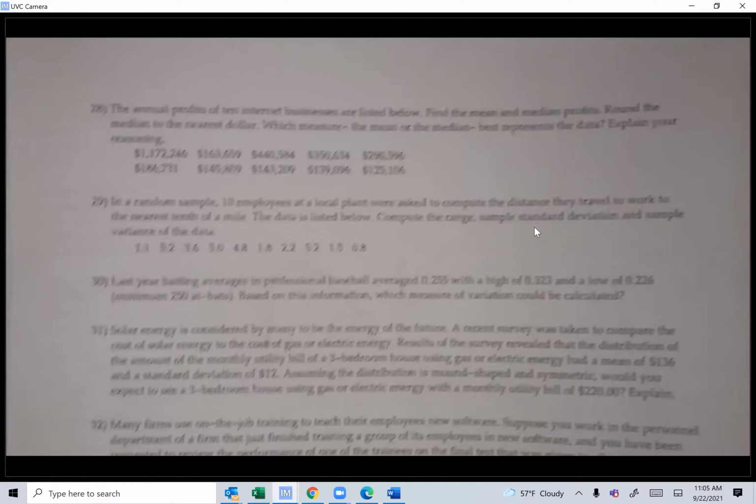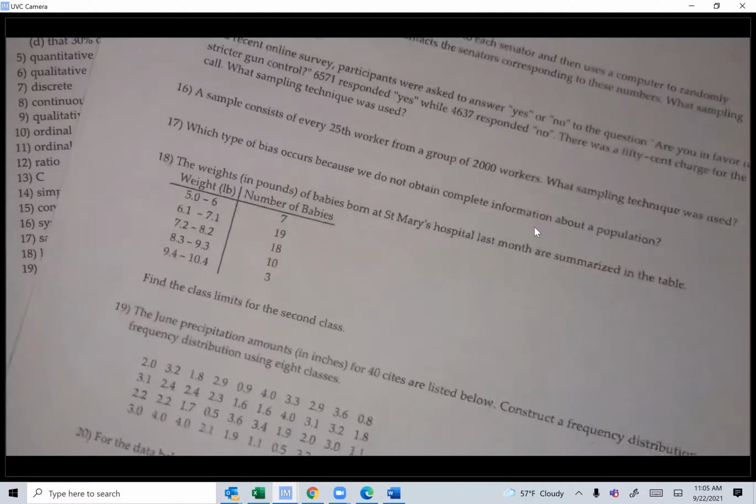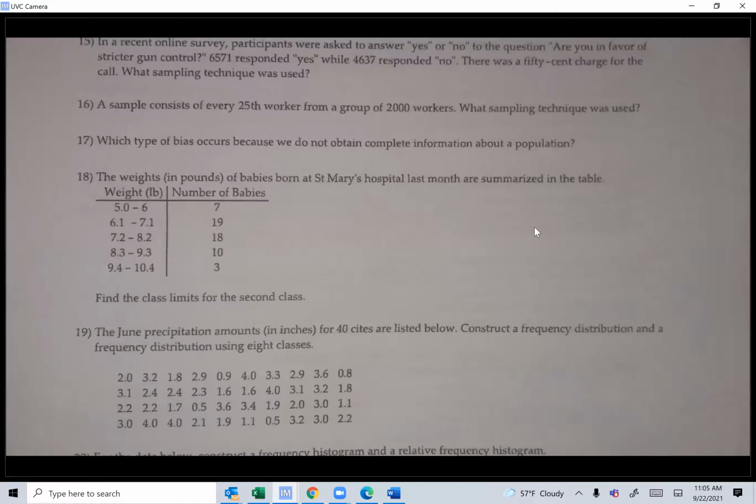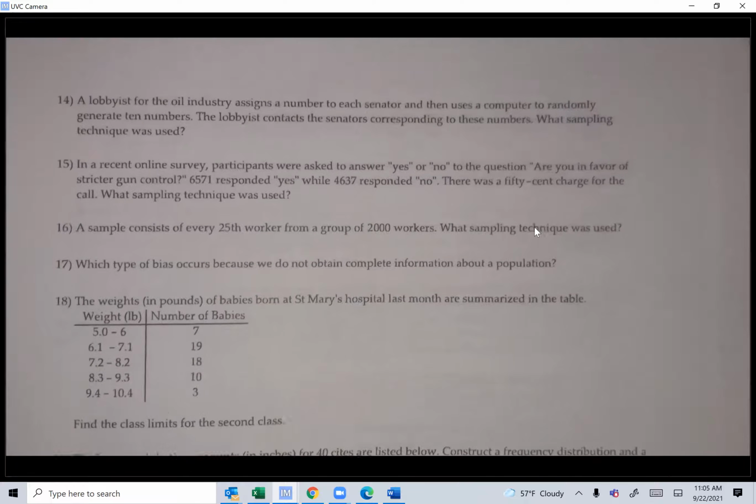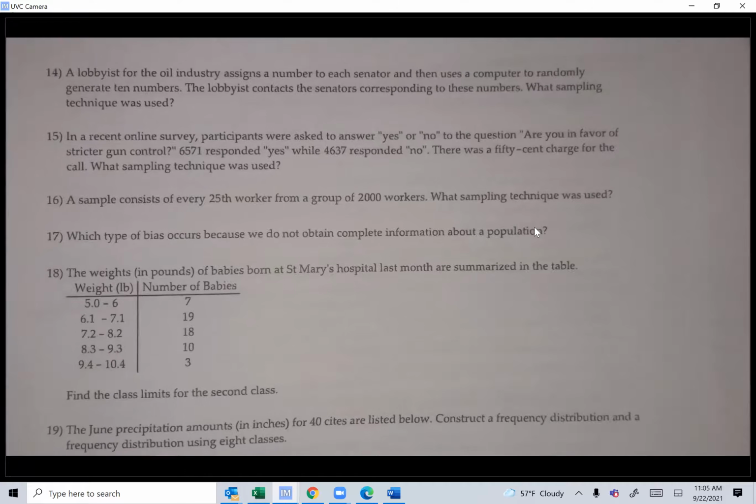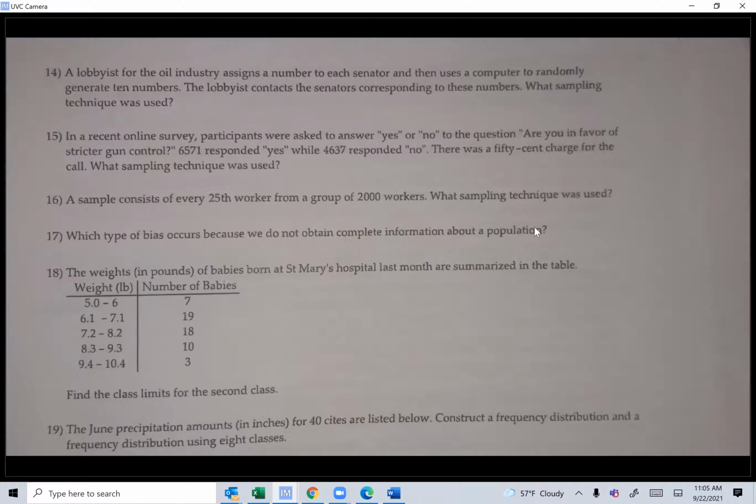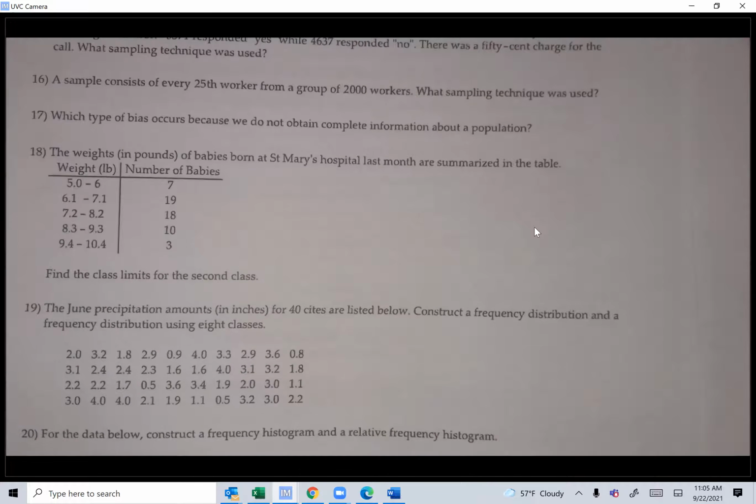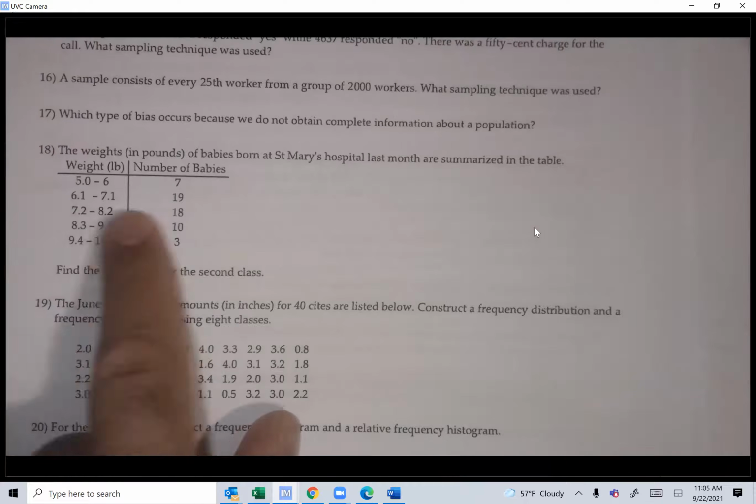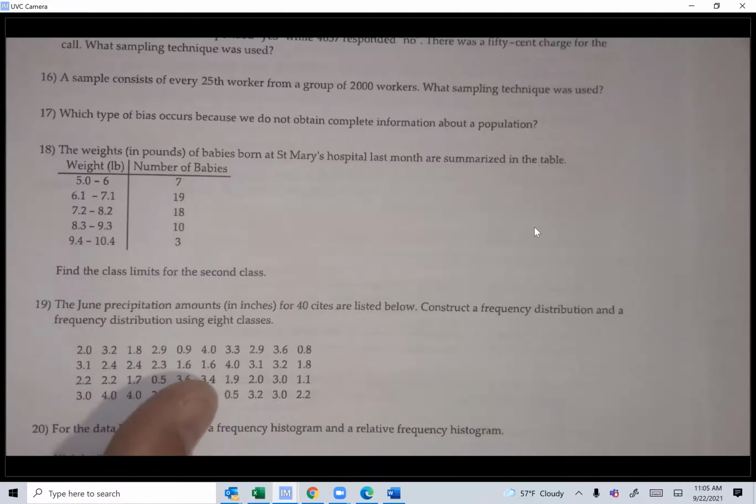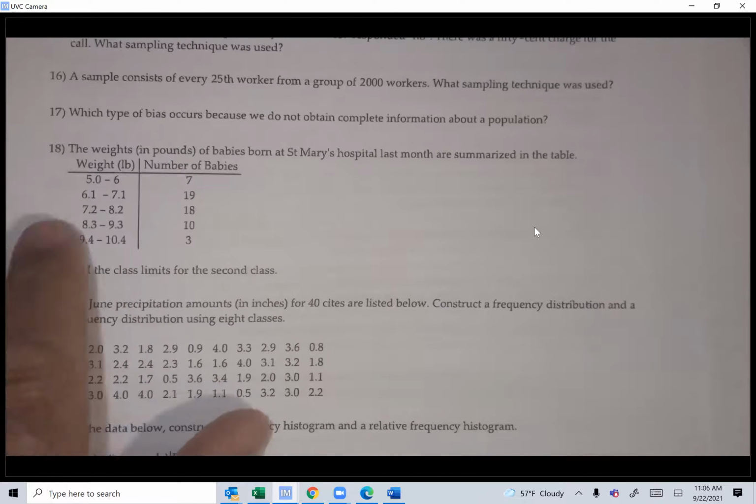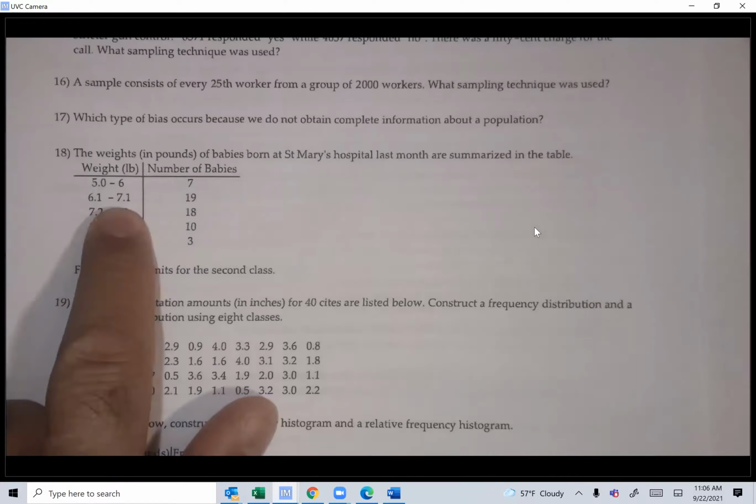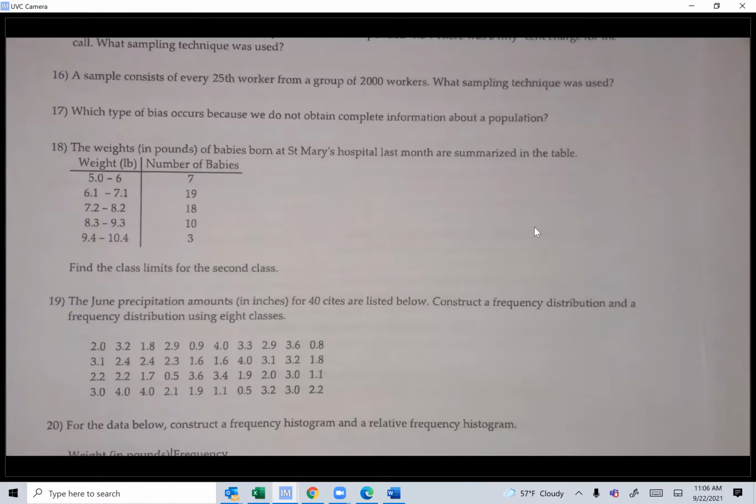Let me see here. Okay, some more questions. 14. Class limits. And 18, guys, is asking you to find the class limit of the second class. So the lower class limit is 6.1 and the upper class limit is 7.1, as simple as that.